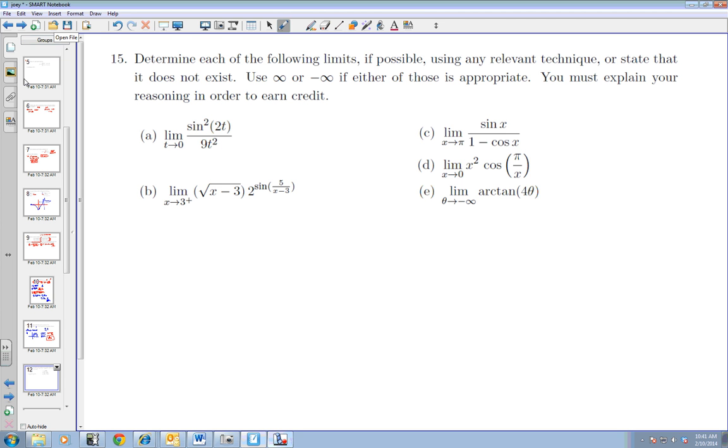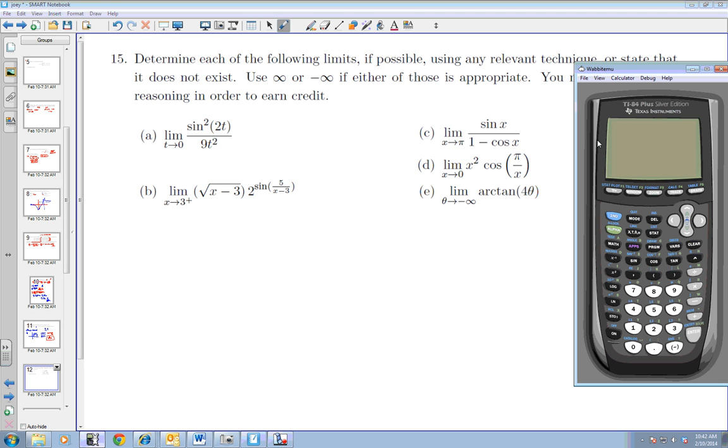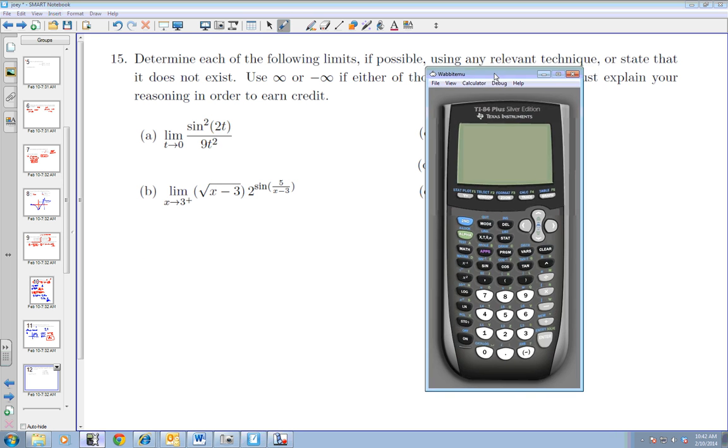Okay, 15 says determine the following limits if possible using any relevant technique. So I always think the easiest way to do this is by either looking at the graph or looking at the table. So that's what we're going to do. So part A, we're going to put that in our calculator.